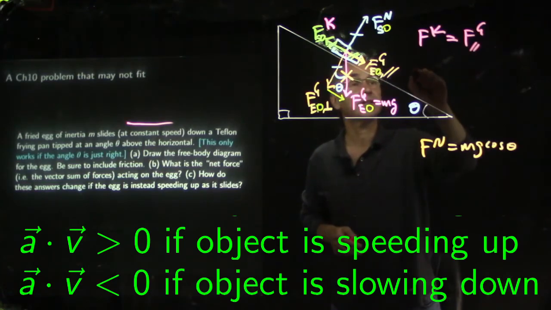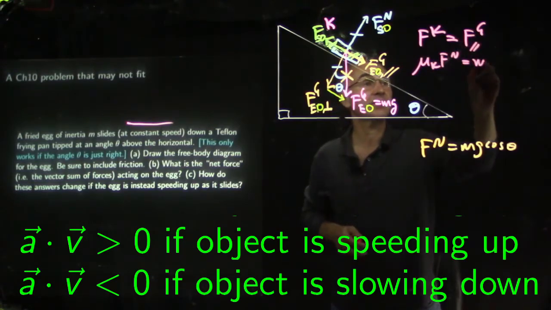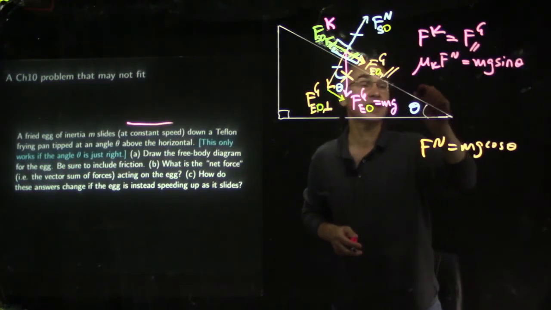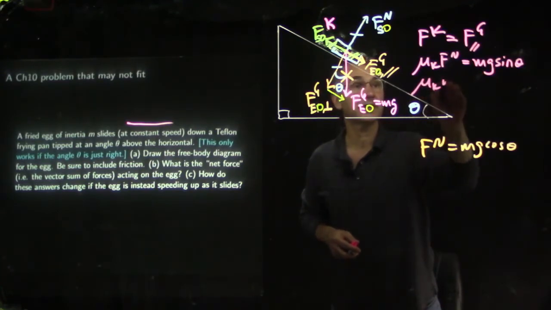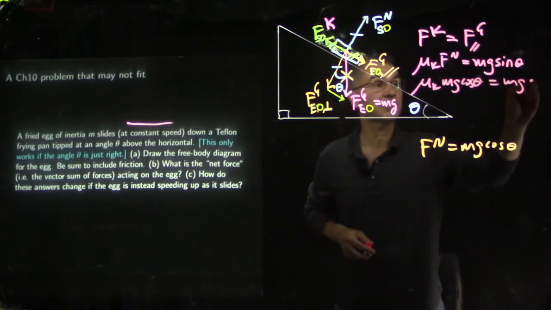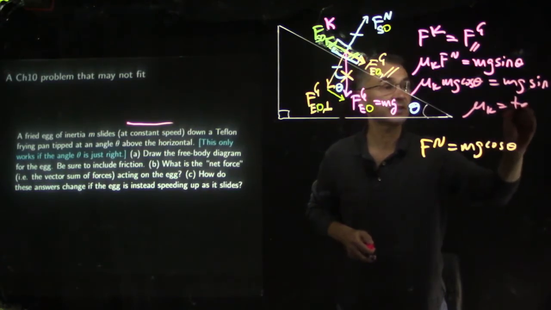And F kinetic is mu kinetic F normal. And then this F gravity is mg sine theta. That's the downhill component of gravity. And F normal is actually mg cosine theta. So this is mu kinetic mg cosine theta equals mg sine theta, which then lets you conclude, in this case, that mu kinetic is tan theta.